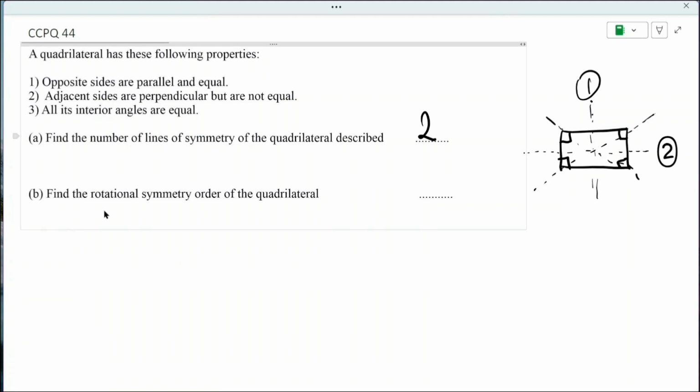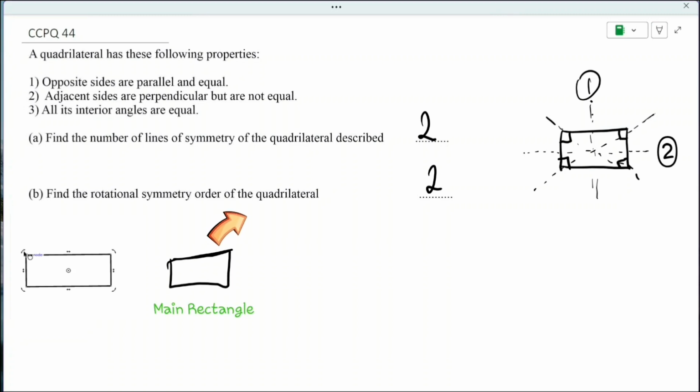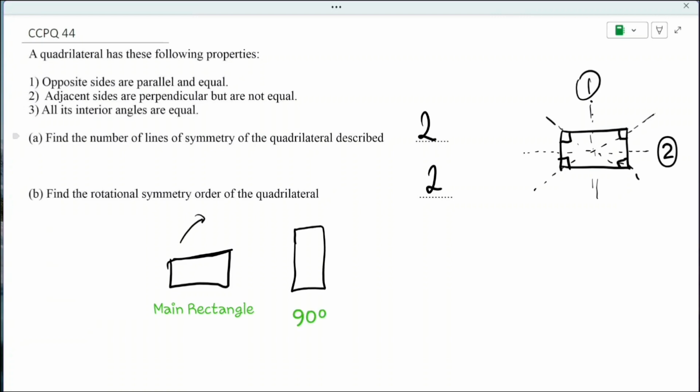Question B. Find the rotational symmetry order of the quadrilateral. Some students might not understand what this really means, but the answer to this question is actually two. The rotational symmetry order of a regular quadrilateral is always the same as the number of lines of symmetry of the quadrilateral. Let's say we have this rectangle here and you rotate it 90 degrees. If you rotate it 90, it will turn to this. We're rotating it clockwise.